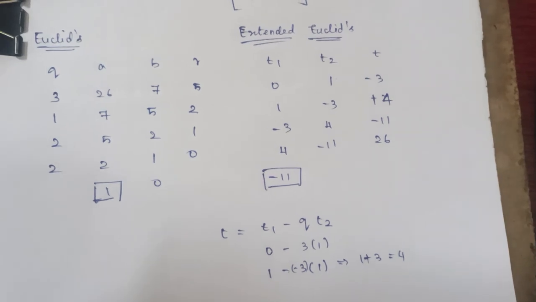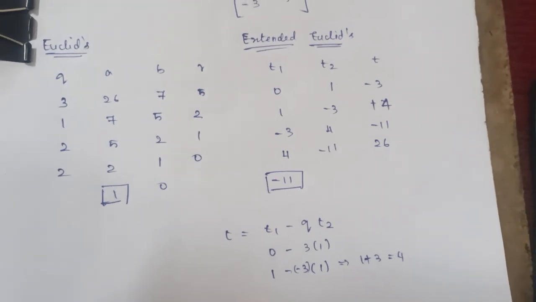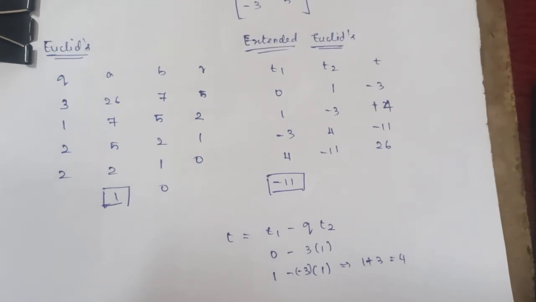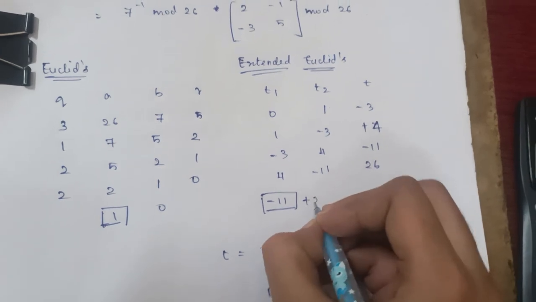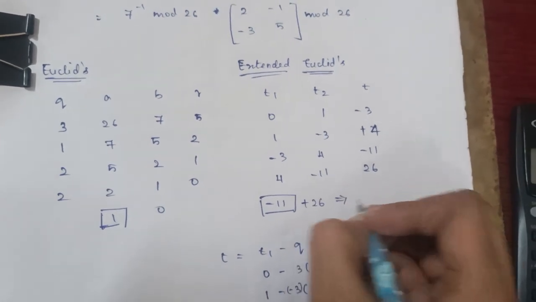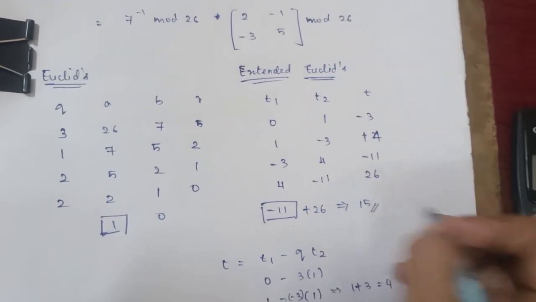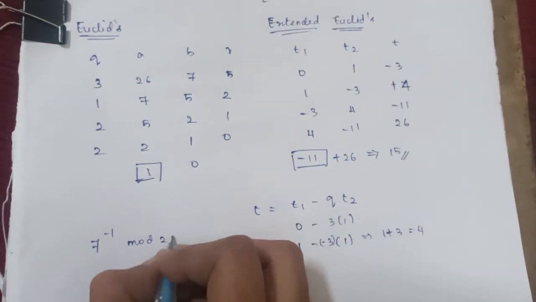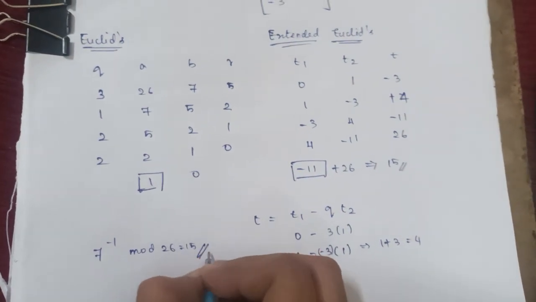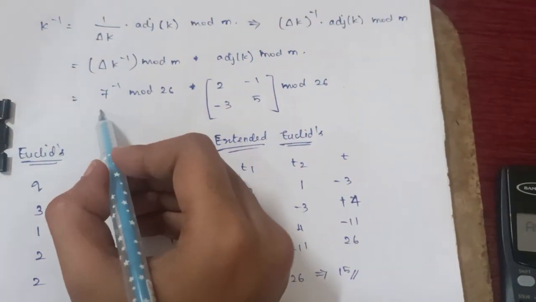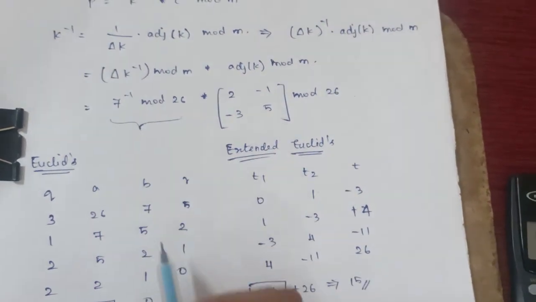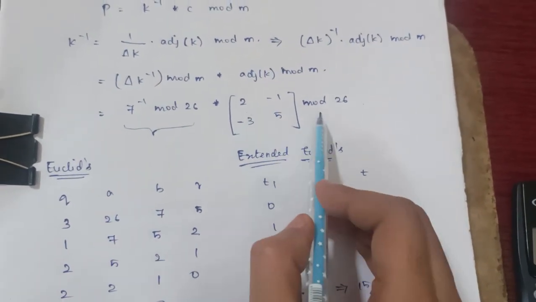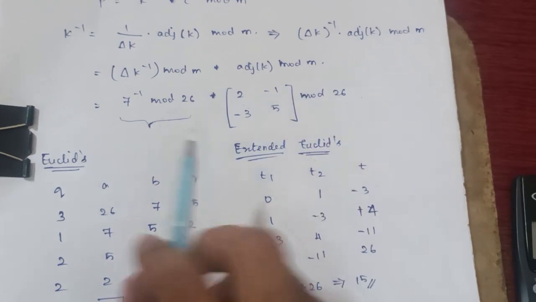So we can't have negative values. So how do we deal with it? We know that the mod value is 26. So I simply add 26 with this, and this will give me 15. So 7 inverse mod 26 is 15. Thus we have computed this part. Now I need to just reduce this with mod 26.